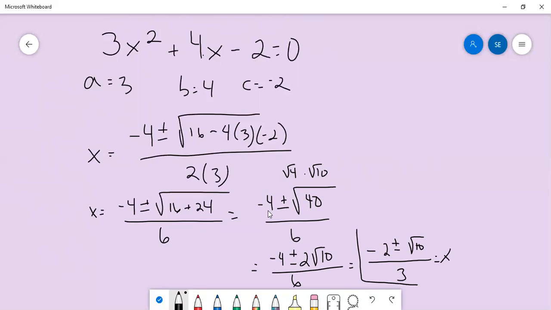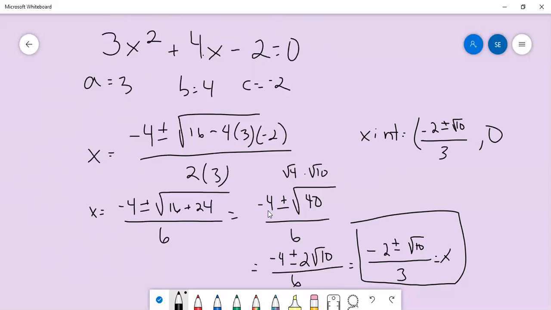So this is our final answer. We have two solutions to this problem. It's x equals negative 2 plus the square root of 10 divided by 3, and negative 2 minus the square root of 10 divided by 3. And this is also the x-intercept, so we can write the x-intercepts are equal to negative 2 plus or minus the square root of 10 over 3, comma 0. You can represent both of the intercepts in that manner.